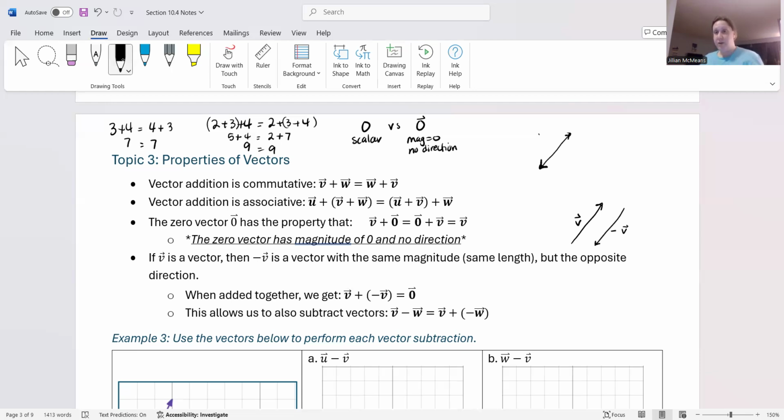So if you draw a vector and then its opposite, they just kind of lay on top of each other essentially, okay? Now, what's really important about this one that I want to focus on is it allows us to subtract vectors. So understanding this idea of the opposite or a negative vector, it allows us to subtract.